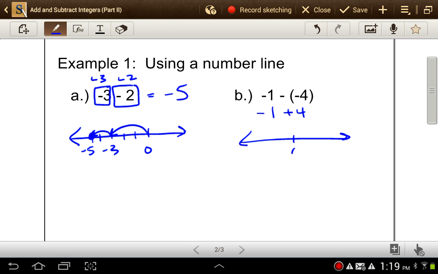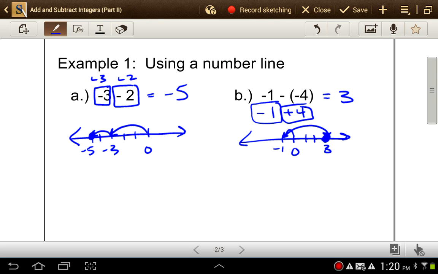Alright, here's 0, so I go to negative 1 first. Okay, and then I go 4 to the right. 1, 2, 3, 4, and when I do that, I hit 1, 2, 3 is my final answer, so that equals 3. So I have my double negative there that turns into a plus 4. That makes this a negative 1 and a positive 4. Different signs, so I subtracted them. That's really what I want you to get in the habit of as you're solving these.